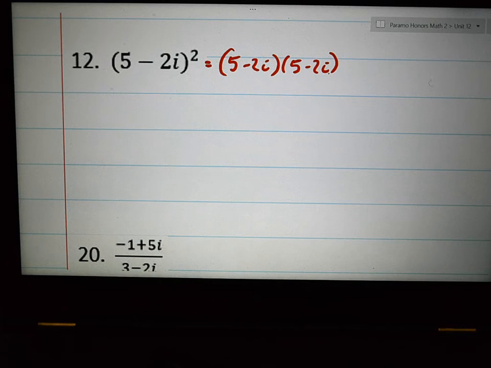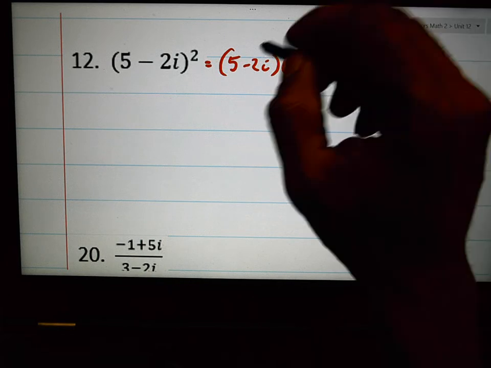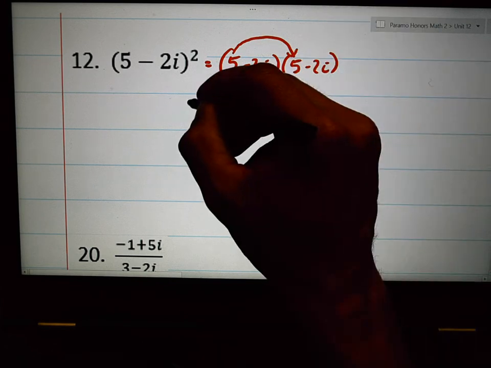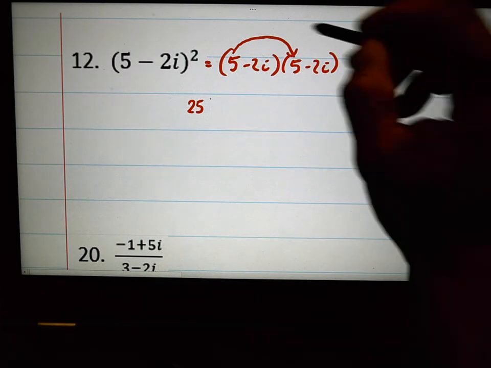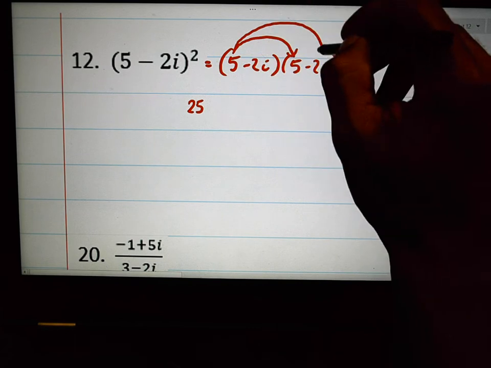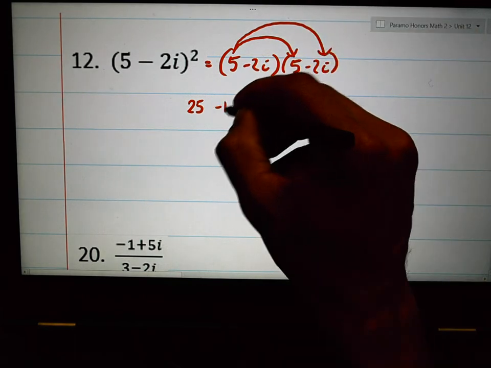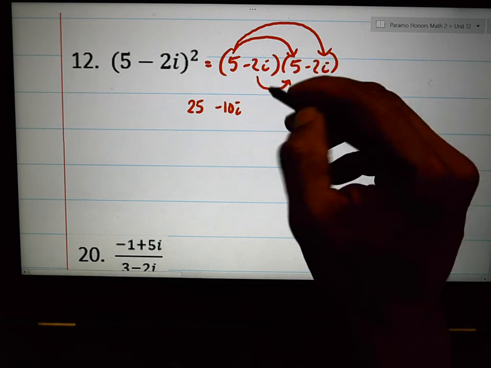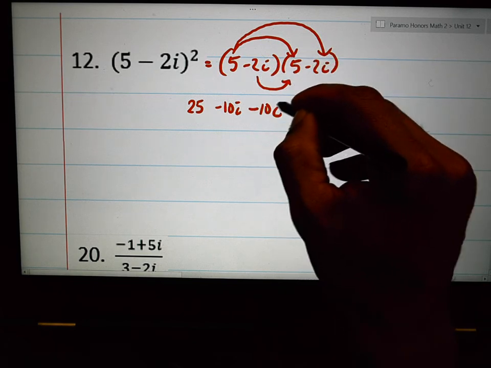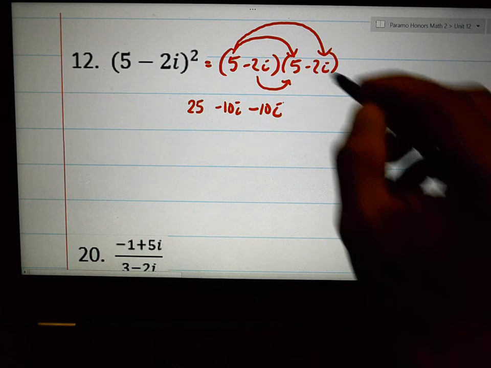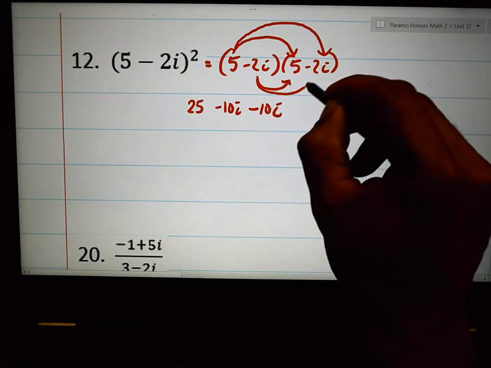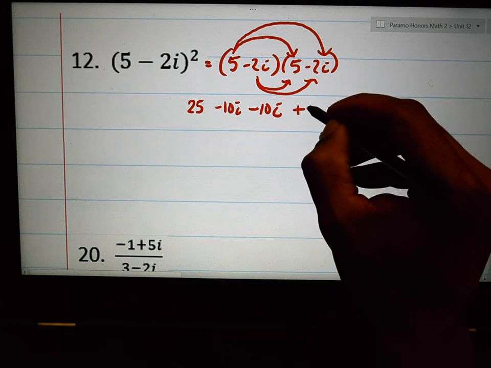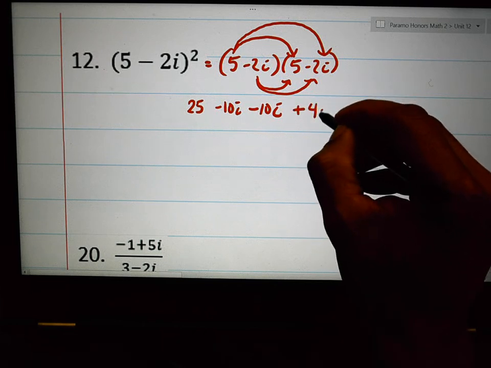Next, we're going to FOIL. We're going to take this 5 and multiply it to the 5, which is no big deal, 25. We're going to do the O in FOIL. We're going to do the 5 times the negative 2i, and that's negative 10i. Then we're going to take the negative 2i times the 5 and get another negative 10i. And then we're going to take the negative 2i times the negative 2i, and a negative times a negative is a positive. 2 times 2 is 4. i times i is i squared.